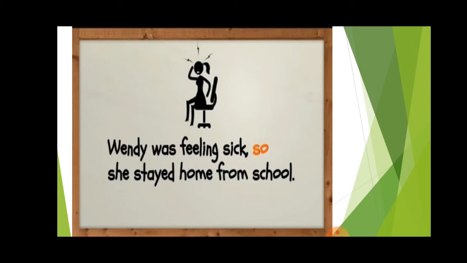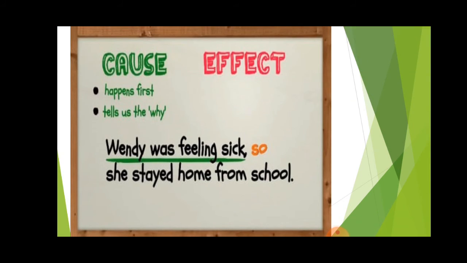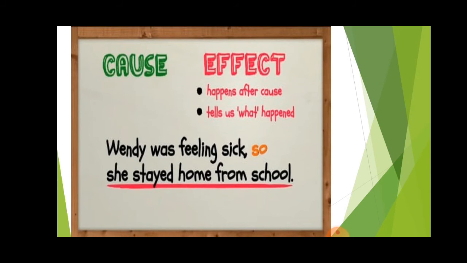Remember, cause happens first, not always first in the text, and answers the question, why did it happen? The cause must be when she was feeling sick, as it happens first and answers the question why she stayed home. So, she stayed home from school must be the effect because it happens after the cause and tells us what happened when she was feeling sick. So let's look at another example.